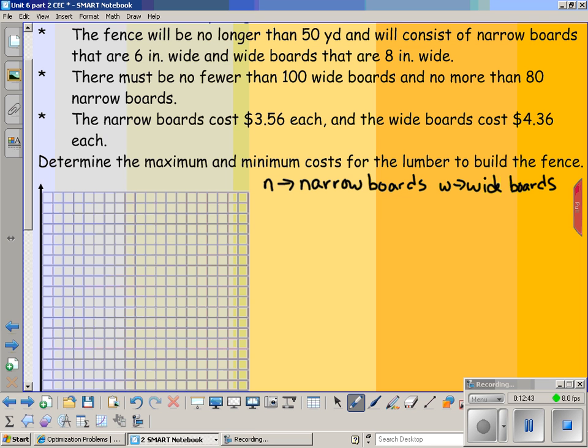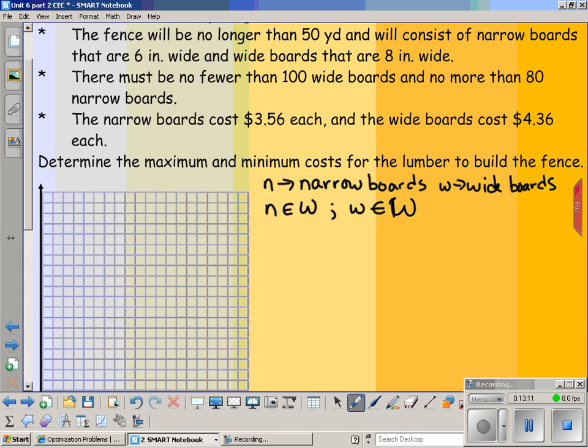So what are our restrictions? Again, you need to ask yourself, are these whole numbers? Are these integers? Are these real numbers? Well, we're talking about the number of boards, so we can't have a negative amount. We can't have a decimal amount. So we are dealing with whole numbers. We could have zeros. So we've got that they are elements of whole numbers.